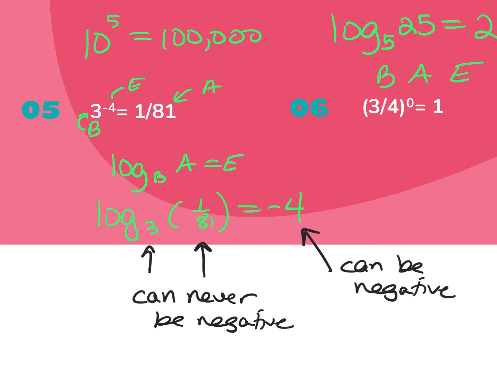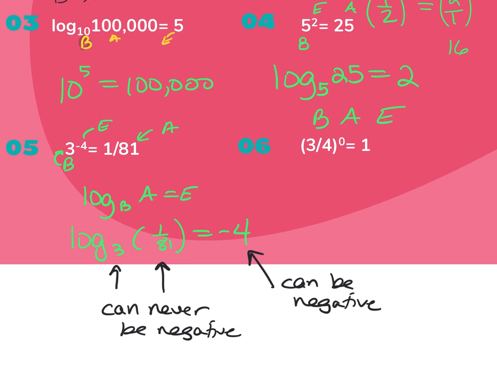All right, next one. Anything to the 0 power is 1, and we're going to see this coming up as a property, but we'll go ahead and transform it. This is the base, the exponent, the answer. It's in exponential form. So log base 3/4 of 1 equals 0. Again, all we're doing is switching the numbers around.